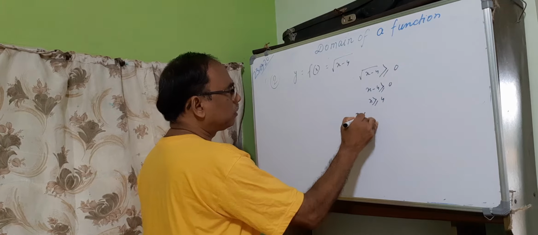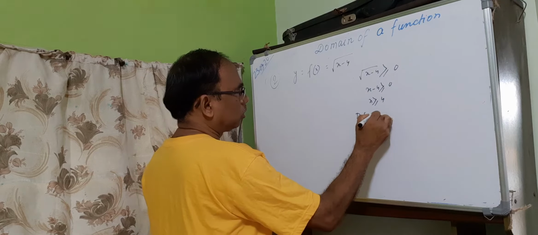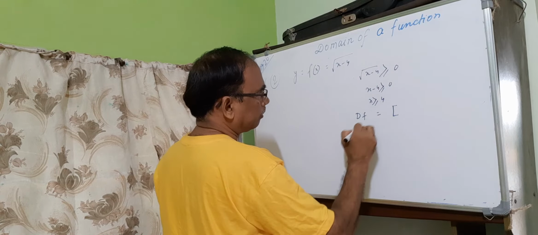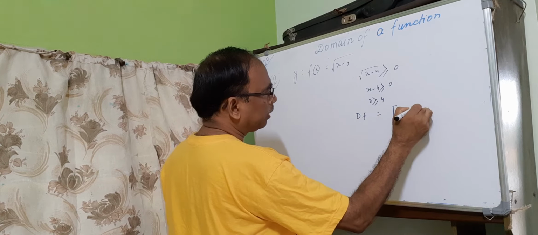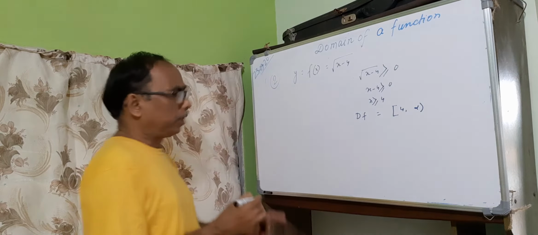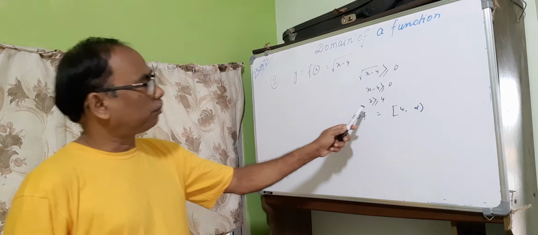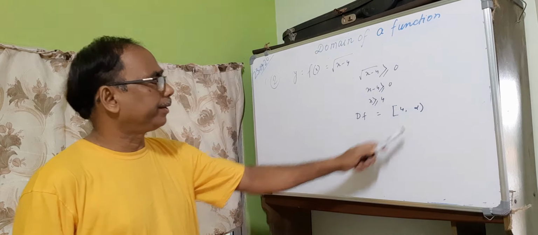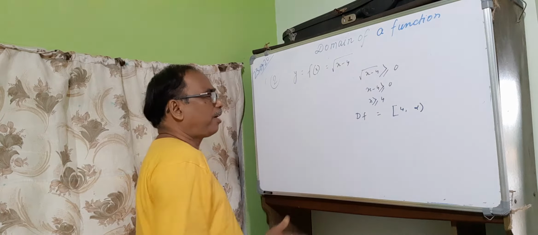The domain of the function, you should write [4, infinity), because it is greater than or equal to 4, so 4 should be included. That's why the square bracket, and infinity is excluded. This is the domain of the function.